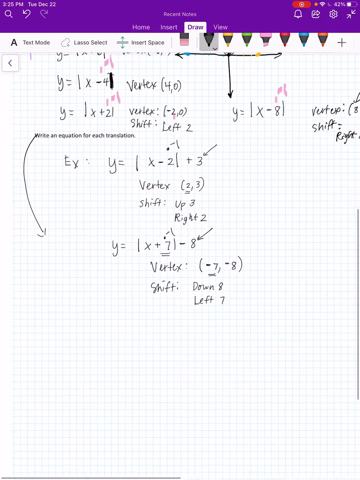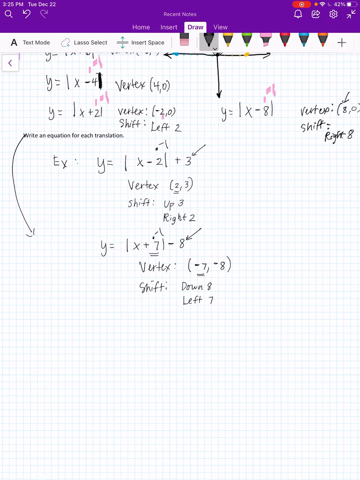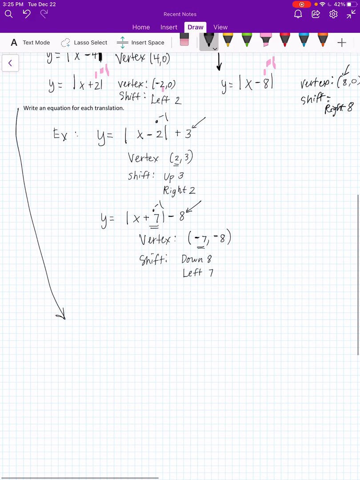All right, so last but not least, and looks like I need to make this a little bit longer here. Now we're going to kind of do the opposite. We're going to write an equation for each translation. So they all start with y equals absolute value of x. And then they said, okay, well, here we go.